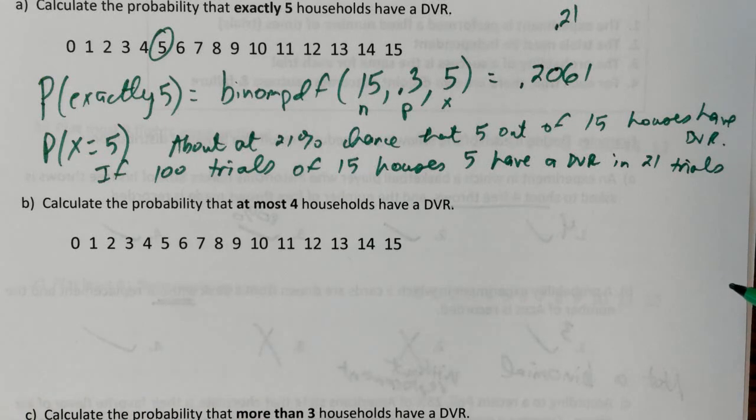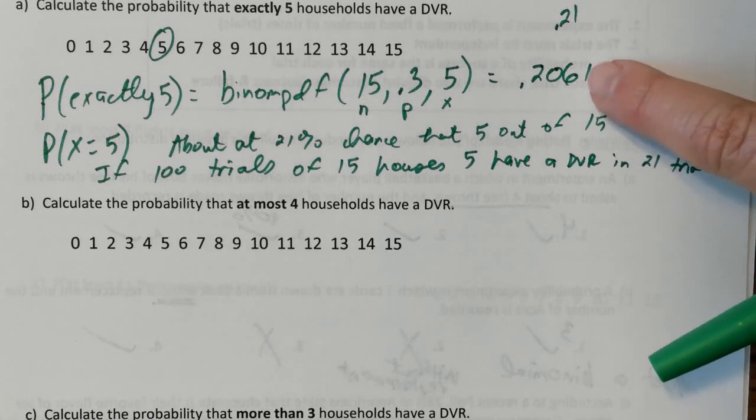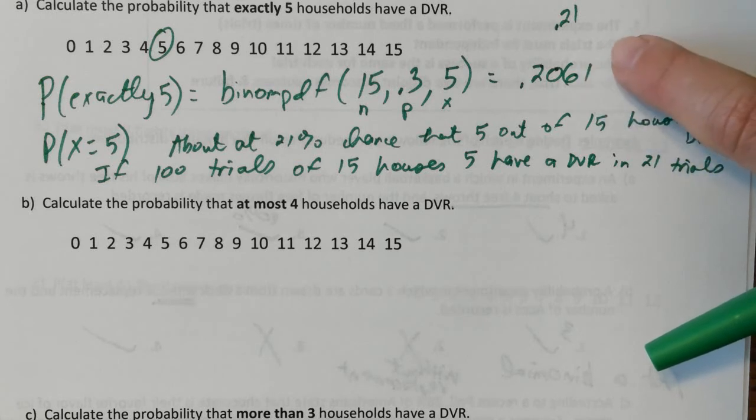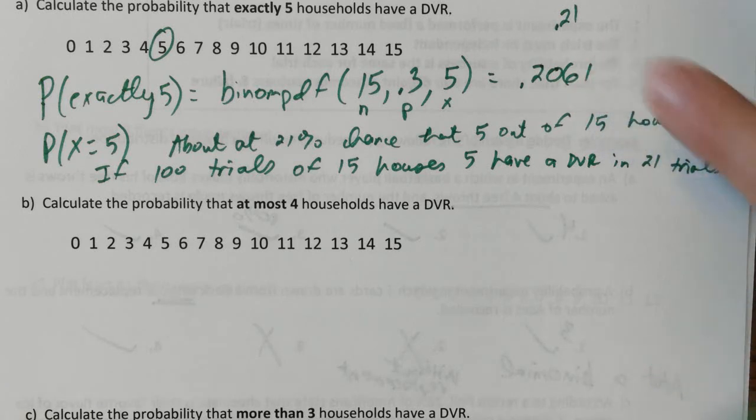Okay? If they ask you for 1,000, then you'd be rounding to the thousandths place. So this 1 would not send it up, it would stay at 206. So if we did this trial 1,000 times, we would expect 206 of those trials to result in 5 out of 15 homes having a DVR.